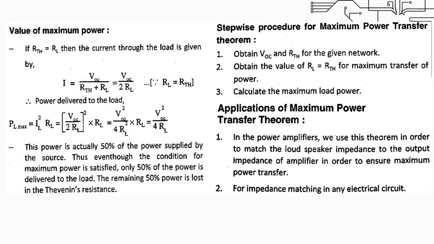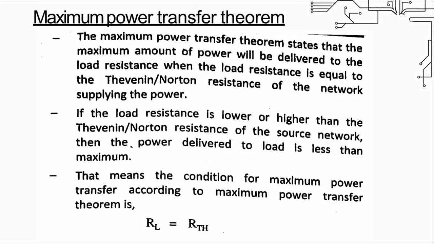Subject of electric circuits. In last lecture, we have discussed the statement of maximum power transfer theorem. The statement was that the maximum amount of power will be delivered to the load resistance when the load resistance is equal to the Thevenin's resistance of the network supplying the power. That means if RL is equal to RTh is the condition, then and then only the maximum power will be transferred to the load resistance. That means the value of load resistance should be equal to Thevenin's resistance.